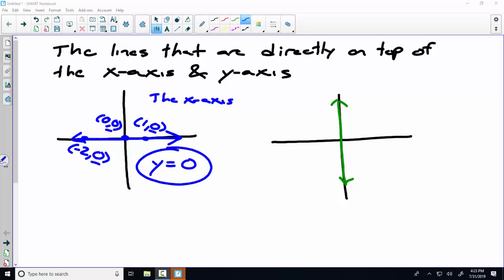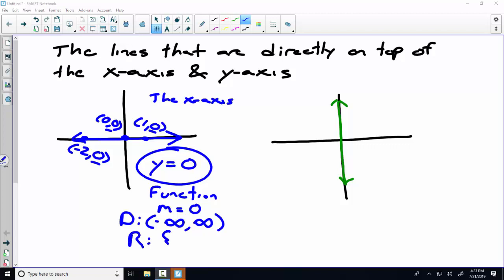It's a horizontal line, so it is a function, and it has a slope equal to 0. Because it goes left and right forever, its domain is negative infinity to infinity. But since the only place it ever exists in the up-down directions is at y equals 0, its range is just the single number 0.